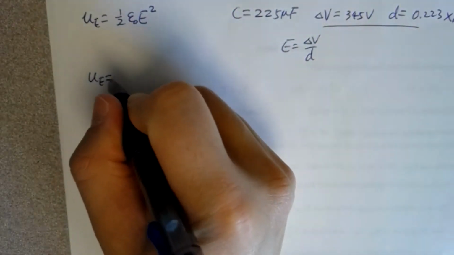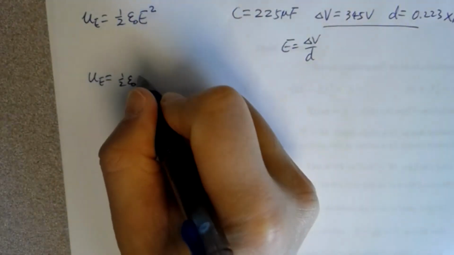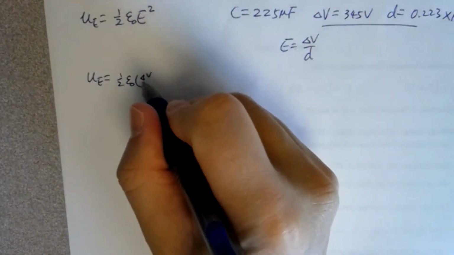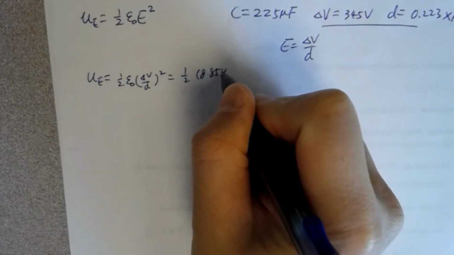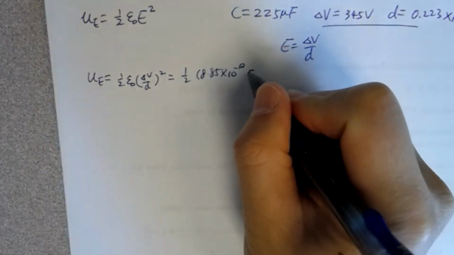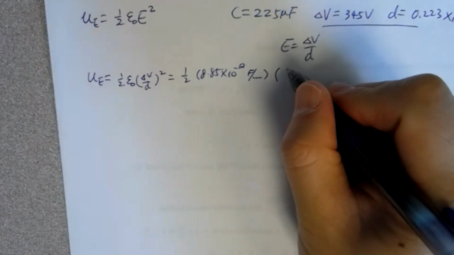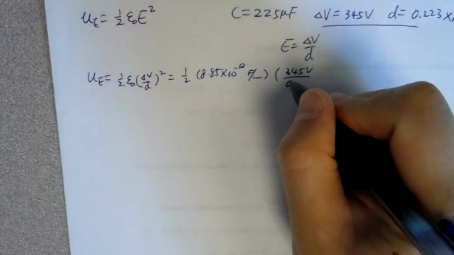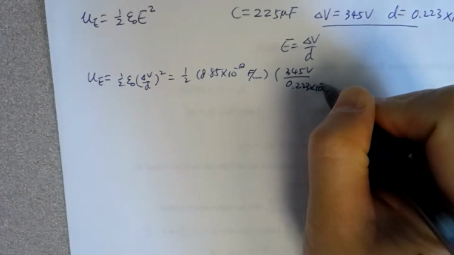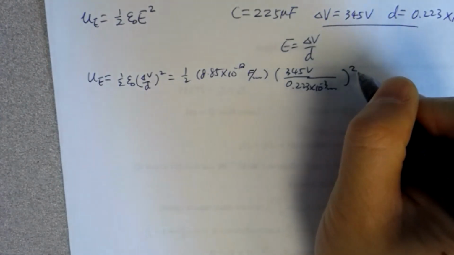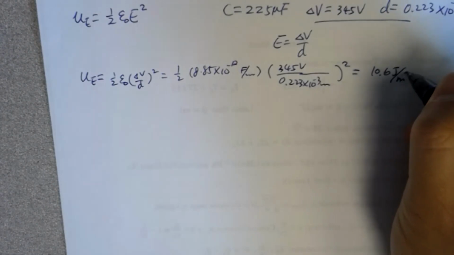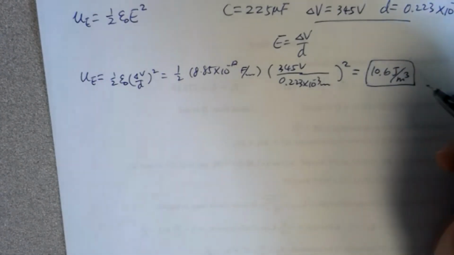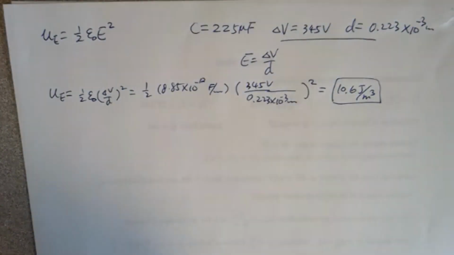So energy density will be 1/2 epsilon naught times delta V over D, squared. So 1/2 times 8.85 times 10 to the minus 12 farad per meter, times 345 volts divided by 0.223 times 10 to the minus 3 meters at the bottom, and squared. So this gives you 10.6 joules per meter cubed, okay, the energy density stored in the capacitor.